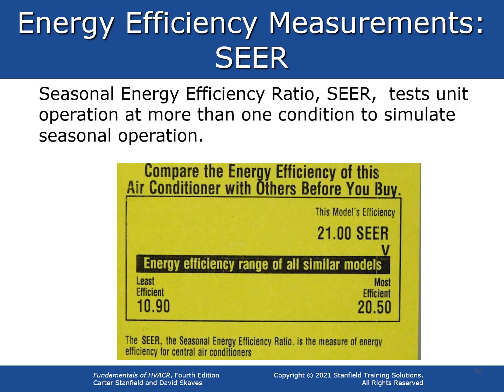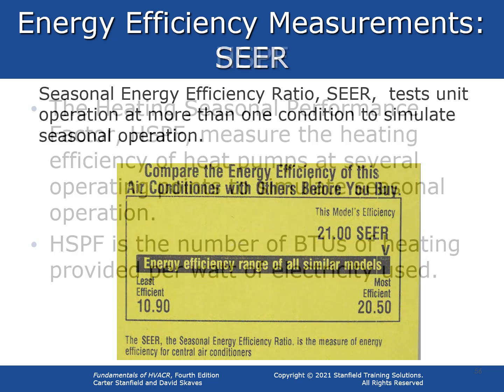Seasonal energy efficiency ratio, SEER, tests the operation at more than one condition to simulate seasonal operation. The seasonal energy efficiency ratio, SEER, is the number of cooling BTUs per hour that a unit produces for every watt used over a season. A unit's SEER is typically higher than its EER.